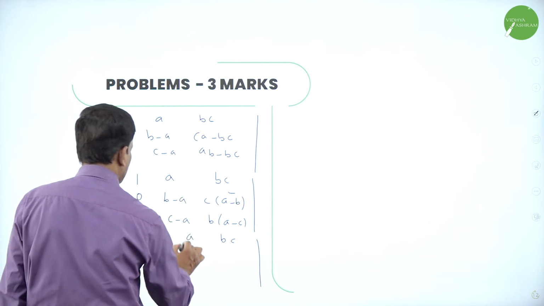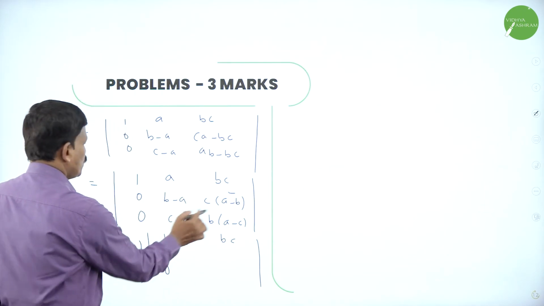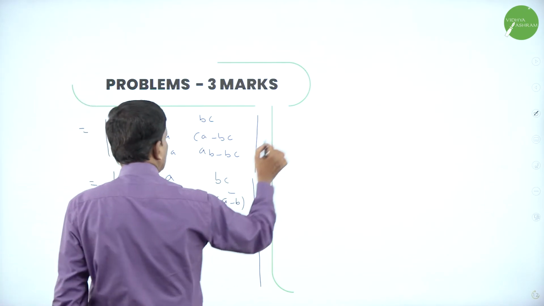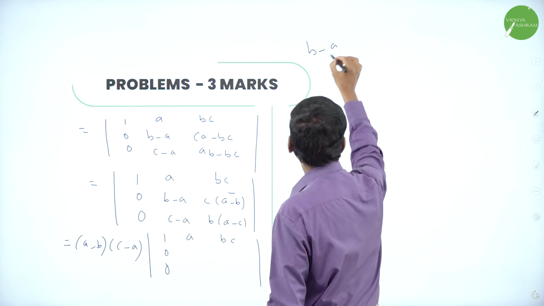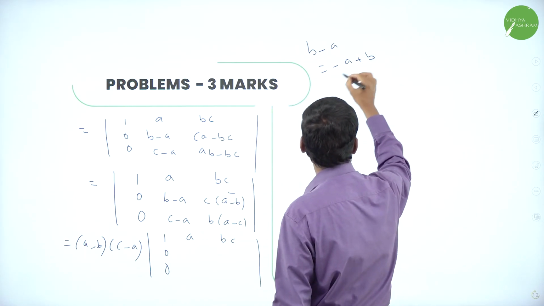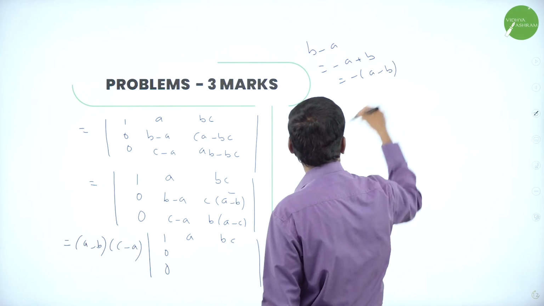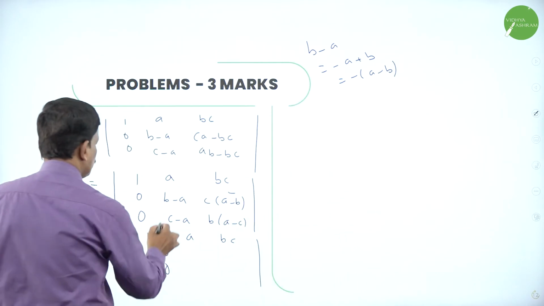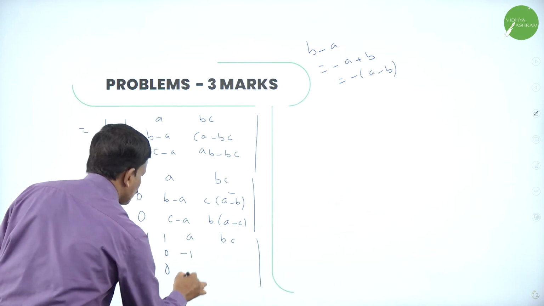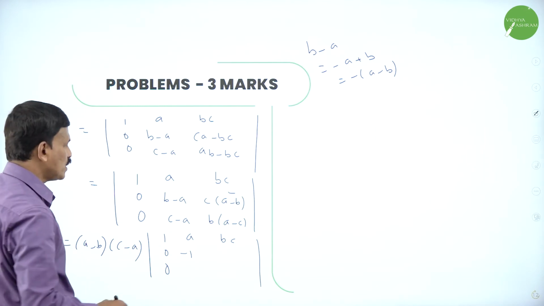So here 1, a, bc as it is. I am removing a minus b, meaning b minus a. b minus a can also be written as minus of a minus b. If you remove minus, you will get minus. So b minus a is also minus of a minus b. Therefore, what is left over is minus 1.